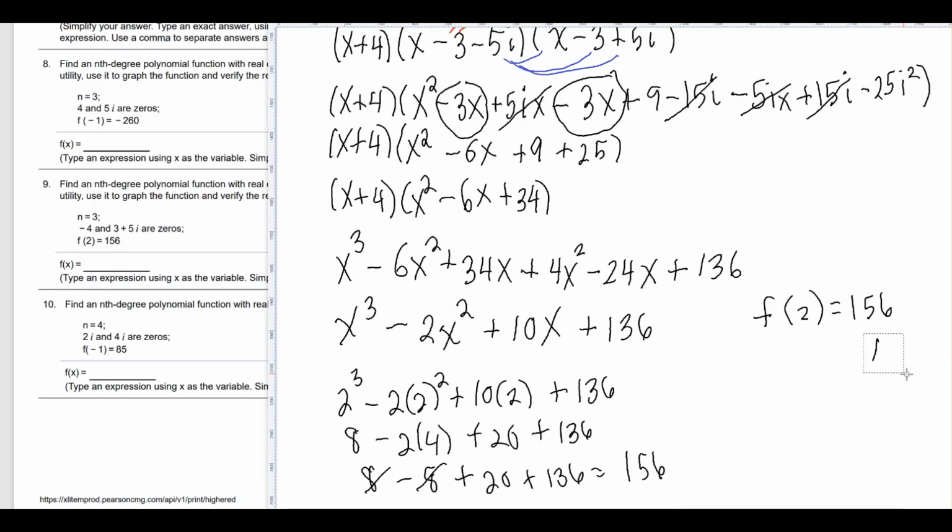That is my final answer. So this function is f of x equals x cubed minus 2x squared plus 10x plus 136. That's a 10 right there.